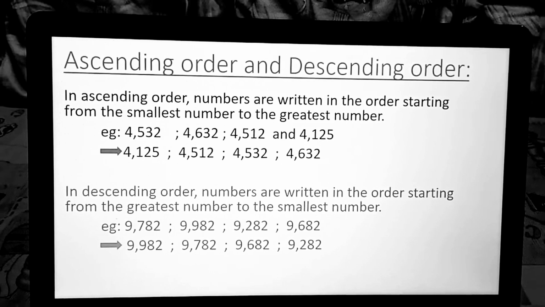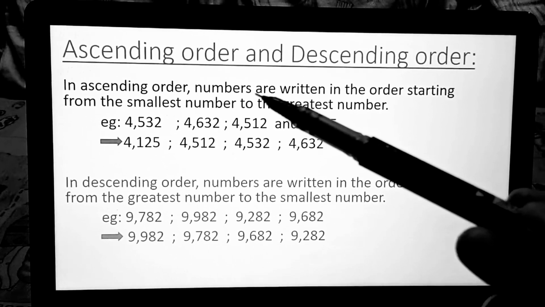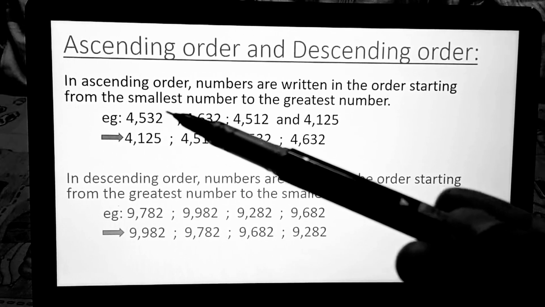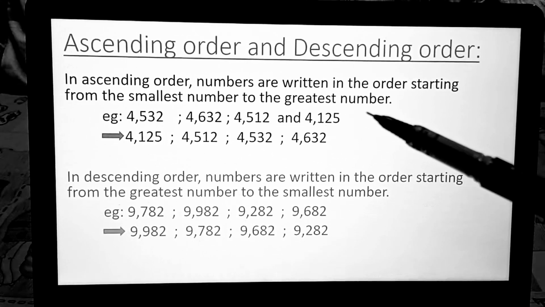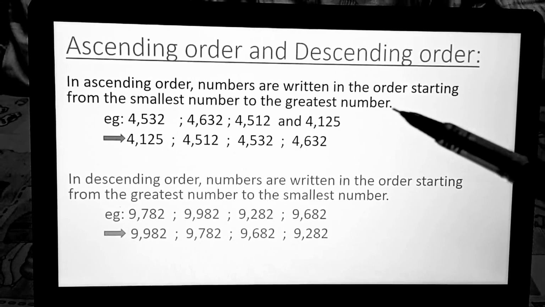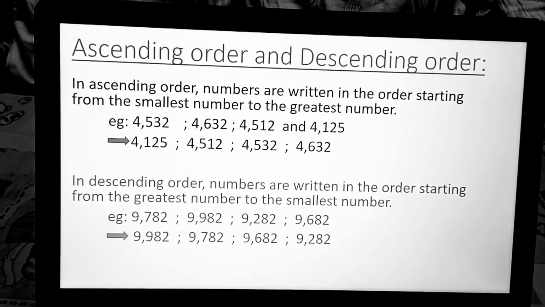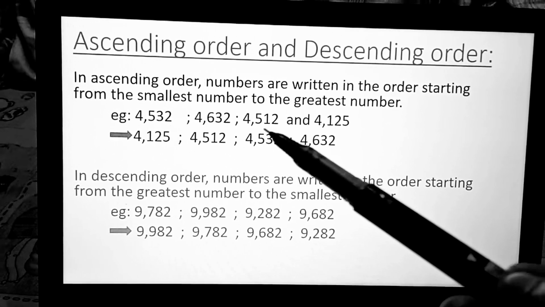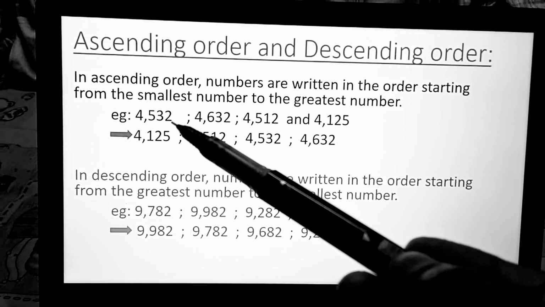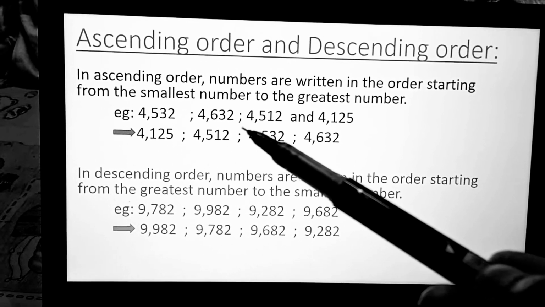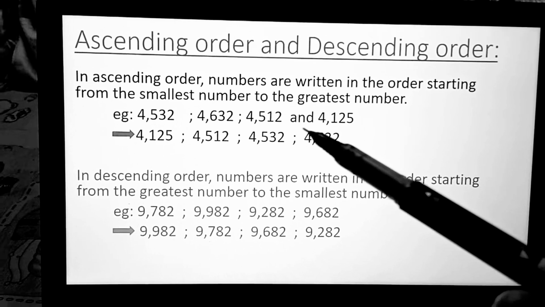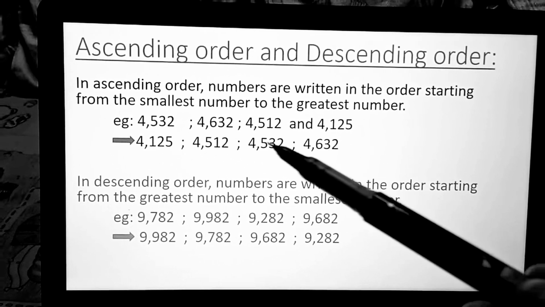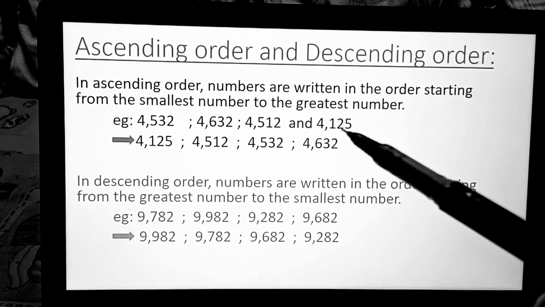As you know, children, about ascending order, what do we do? We arrange the numbers in order starting from the smallest number to the greatest number, from smaller to bigger one. Yes. Now, look at an example here. We have been given 4 numbers here: 4532, 4632, 4512 and 4125. Among these 4 numbers, you have to find the smallest one.